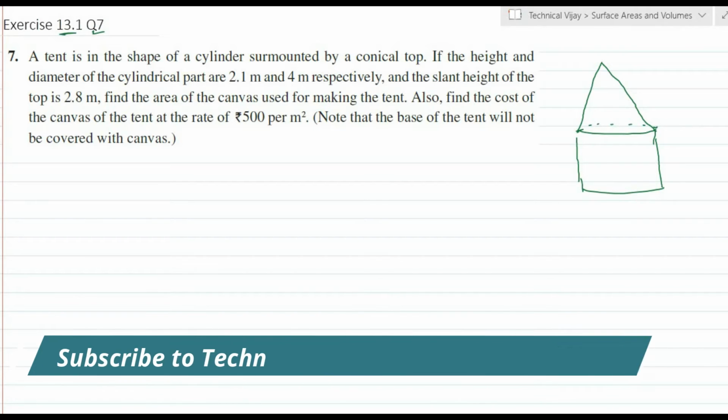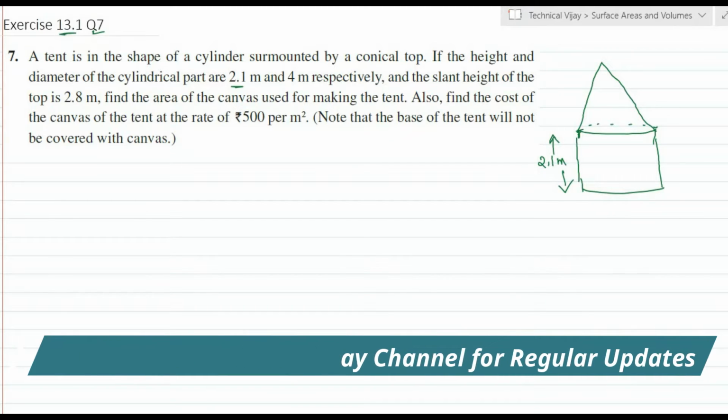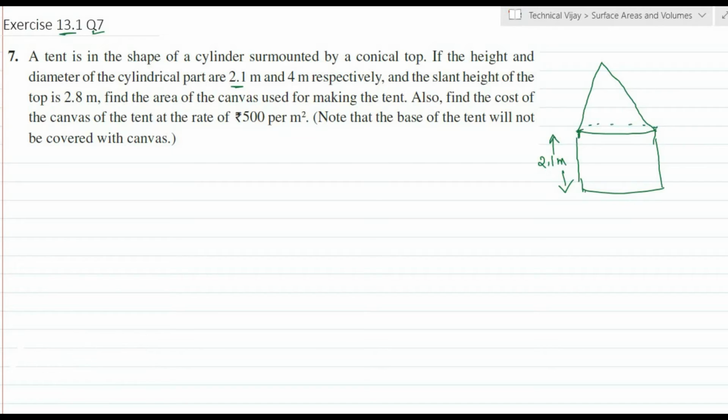So if the height and diameter of the cylindrical part are, so this cylindrical part height is equal to 2.1 meter, and the diameter is 4 meter. So this is the diameter. So diameter is equal to 4 meter, and the slant height of the top is 2.8 meter. So this also he has given. So 2.8 meter is the slant height.